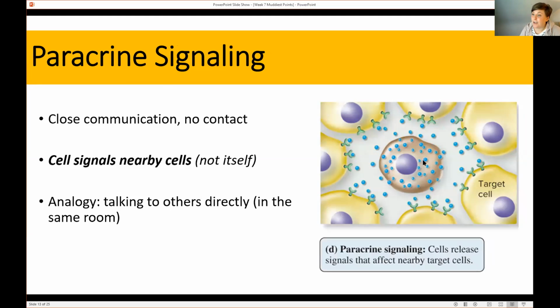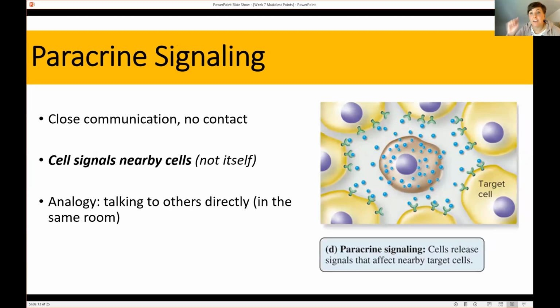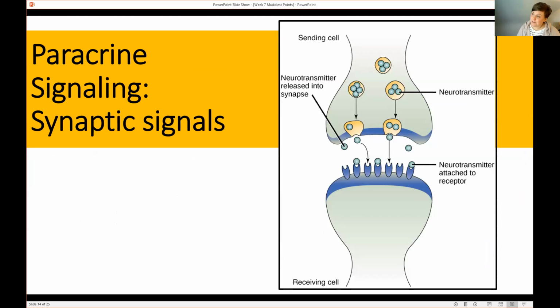Paracrine signaling is talking to others who are in the same room, right? So if somebody was sitting next to me and I was talking to them. Autocrine signaling is like, man, I really need to drink more water. Paracrine signaling is, you need to drink more water. Okay. Now, I do want to mention, I thought I was moving to endocrine, but let's take a break.